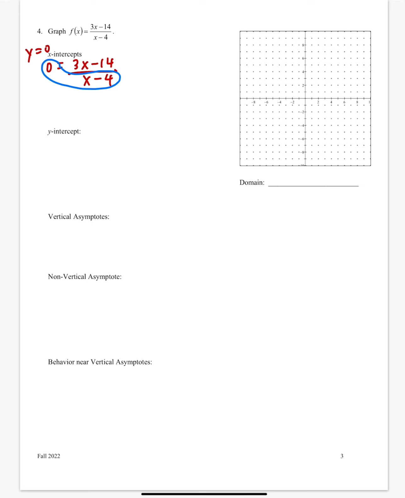If we do that, we are left with 0, because 0 times anything is 0, equal to 3x minus 14. We should add 14 to both sides, and then we divide by 3. So there's an x-intercept at 14 over 3.